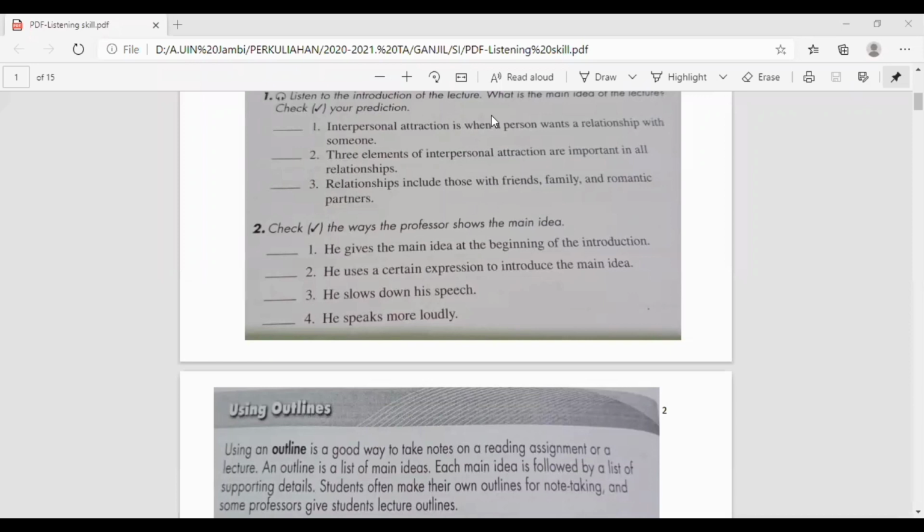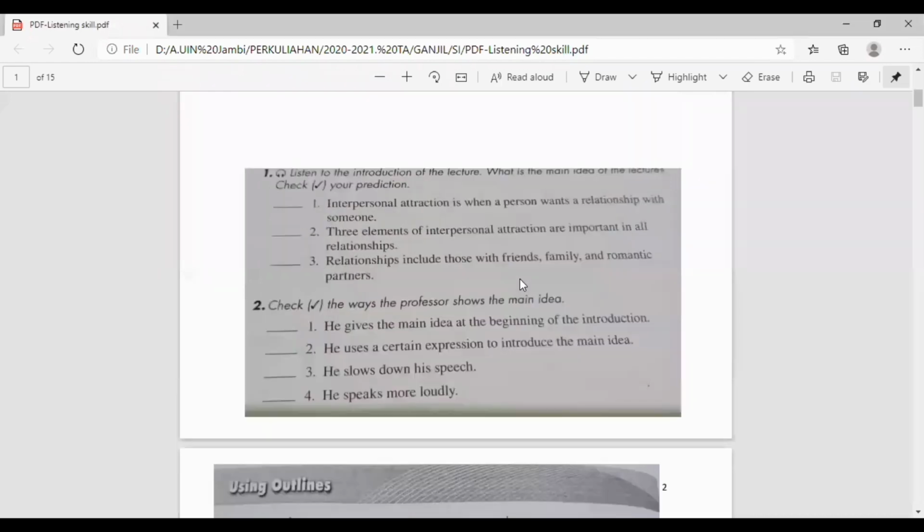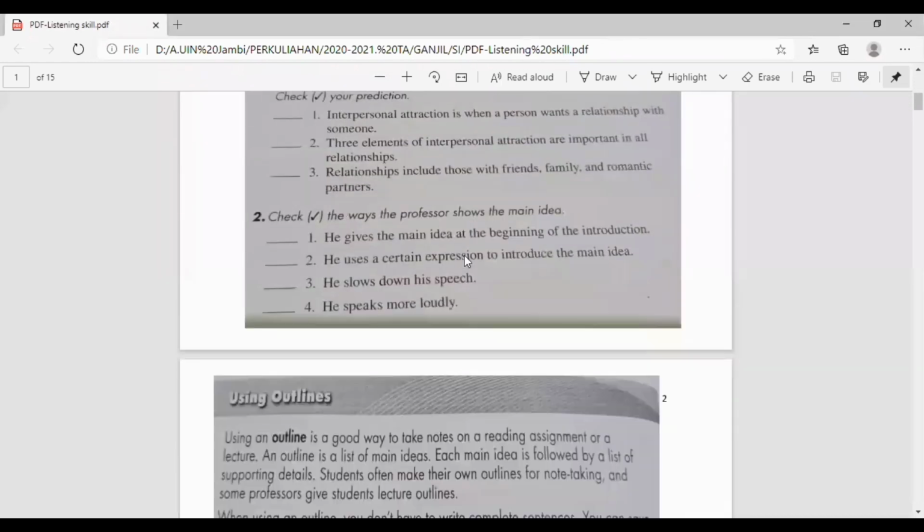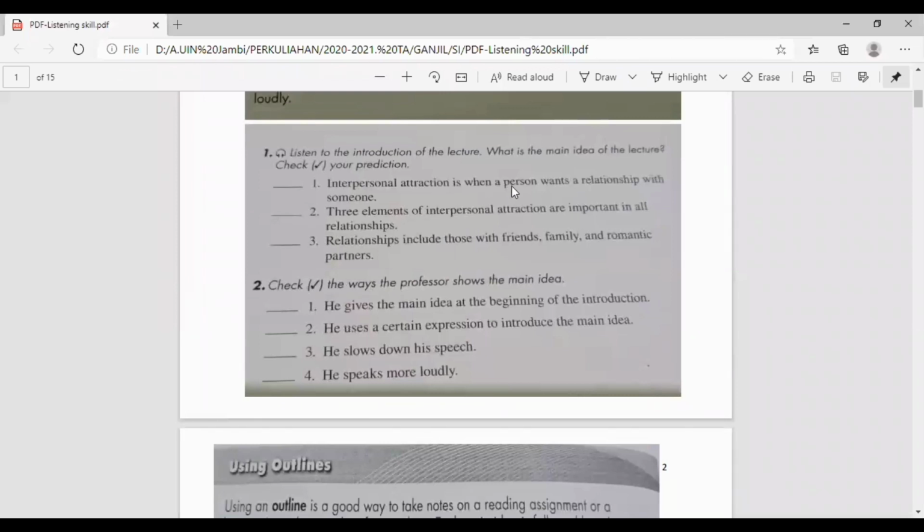I'll repeat the audio once again so that you can listen carefully and decide which one is the main idea of the lecture. After the audio finishes, tick one of the numbers, then try to figure out the ways the professor shows the main idea, whether it is number 1, number 2, number 3, or number 4.